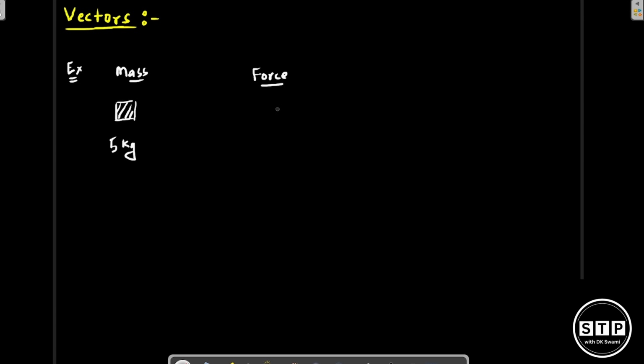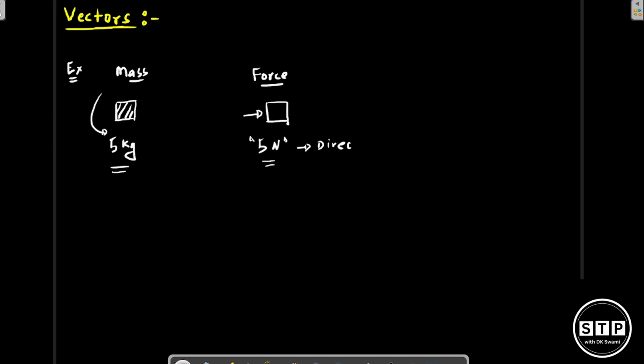Similarly, if I'm applying a force, let's say a force of 5 Newton on this box, 5 Newton force I'm applying, right? Now see, if I define the mass, this 5 kg is a complete definition for the mass. There is no need for any extra information. But if I say that 5 Newton force is acting, that is not sufficient. You will also need the direction to define it completely.